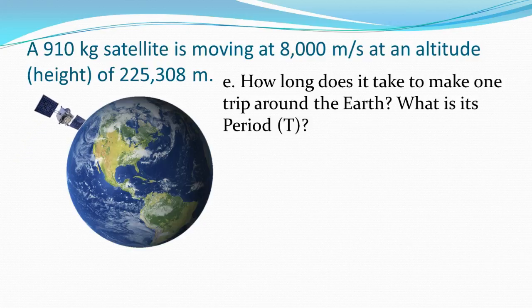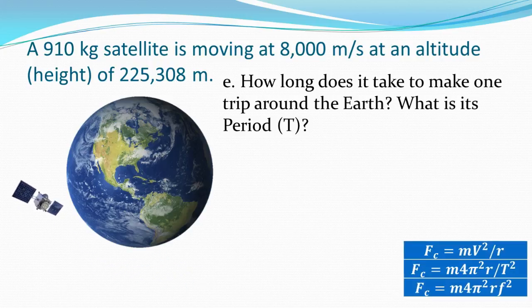We can also find how long it takes for the satellite to make one trip around the Earth. This is called its period. The amount of time it takes to make one revolution is the period. On your own, select the proper formula to solve. You can also use an equation derivation chart if you want to find T by itself.